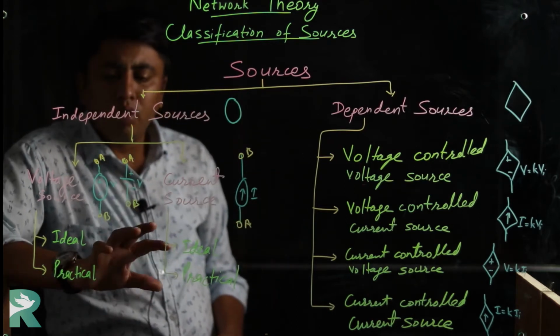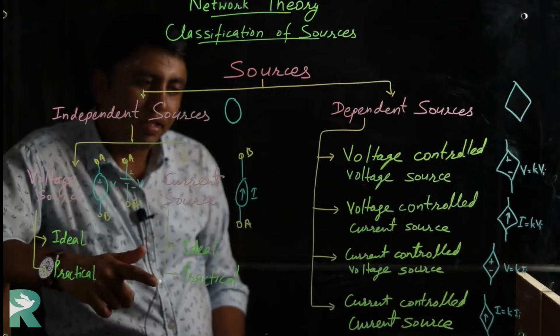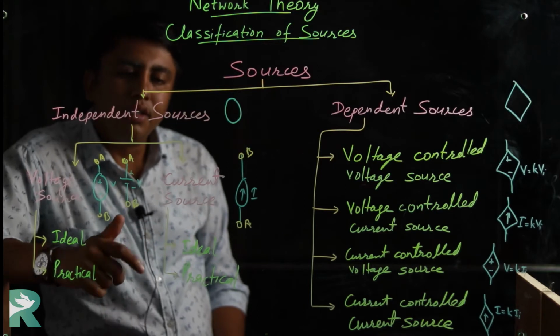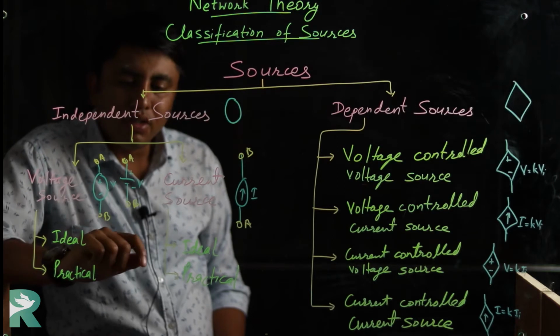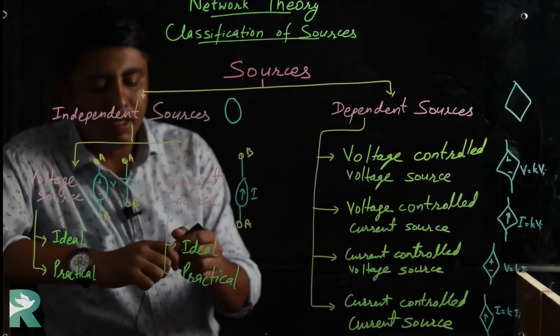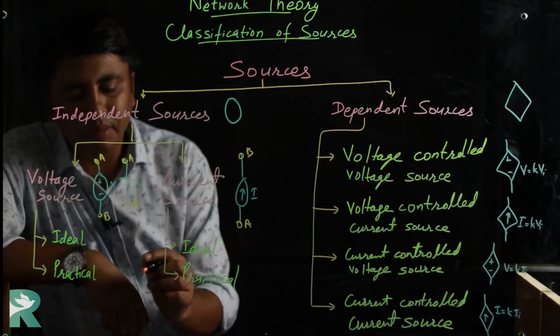And two broad classifications of these independent sources: ideal and practical. Ideally, as I told you, and practically there is some internal impedance introduced. Like if we are using cells or batteries, there is an internal resistance of the battery that also comes in the part of the circuit.